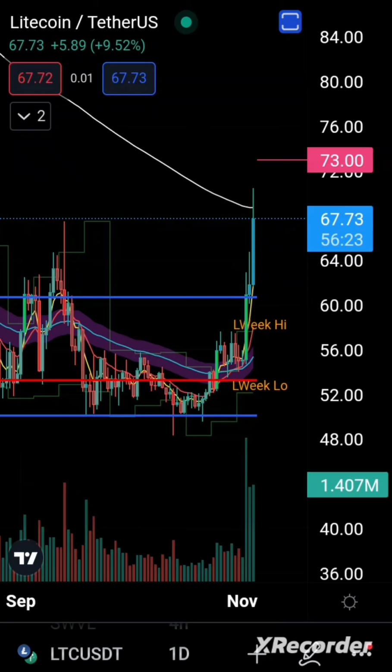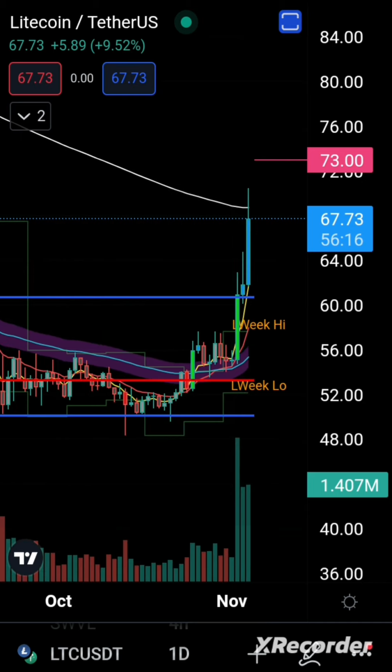Okay, this is an update I'm going to be giving on Litecoin, and I'm going to do some TA and explain to you what I'm looking at and what to expect next, and how I take decisions on trades to help people, especially beginners, know how to take trades.